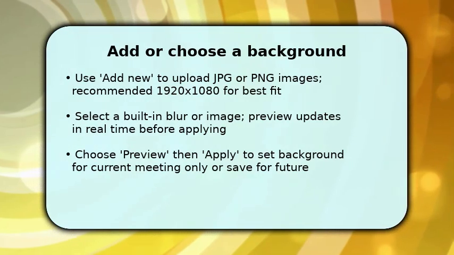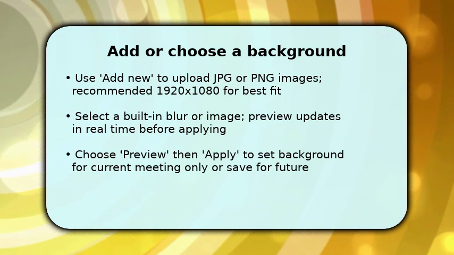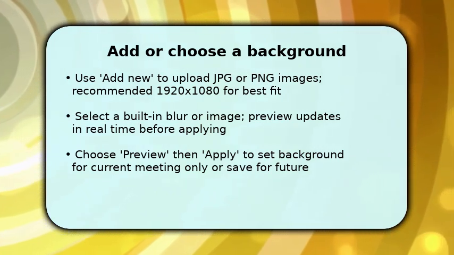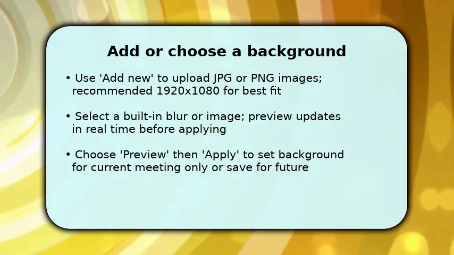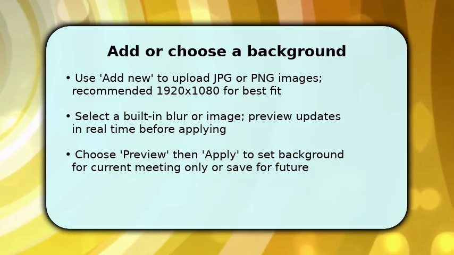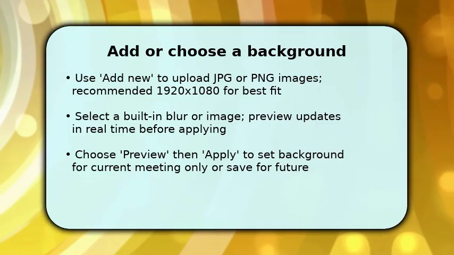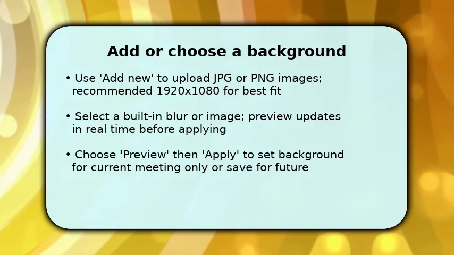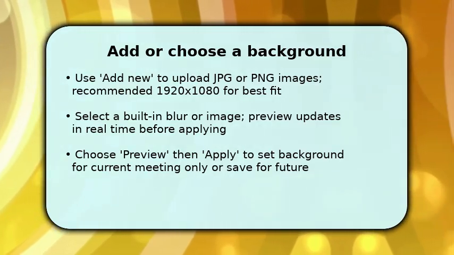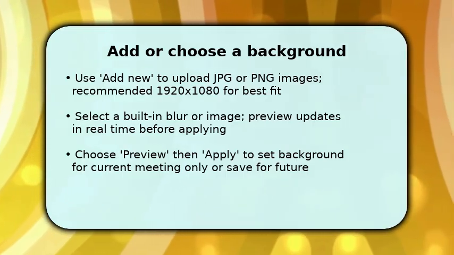Now pick how you want your background to appear. Click Add New to upload a JPG or PNG. Use 1920 by 1080 for correct aspect ratio and minimal distortion. Once uploaded, select the image or one of the default options and watch the preview update. This shows how the background interacts with your lighting and movement.